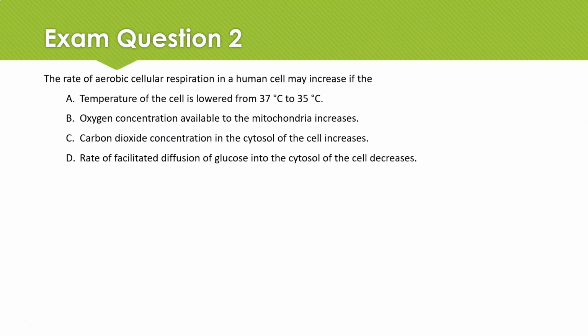This brings us to exam question 2. Exam question 2 says the rate of aerobic cellular respiration in a human cell may increase if the A. Temperature of the cell is lowered from 37 degrees Celsius to 35 degrees Celsius. B. Oxygen concentration available to the mitochondria increases. C. Carbon dioxide concentration in the cytosol of the cell increases. Or D. Rate of facilitated diffusion of glucose into the cytosol of the cell decreases. So you can pause the video now and answer that question, and once you're done, go check your answer against the answer video linked in the description box below.